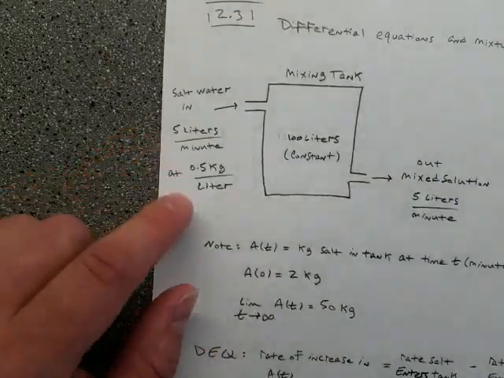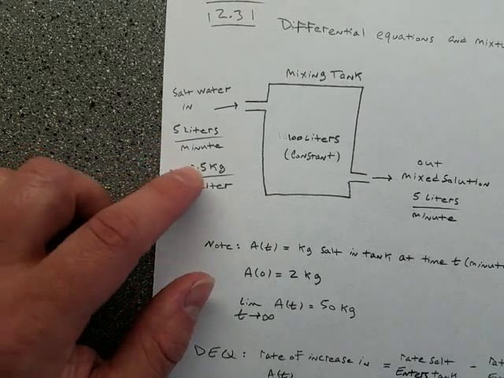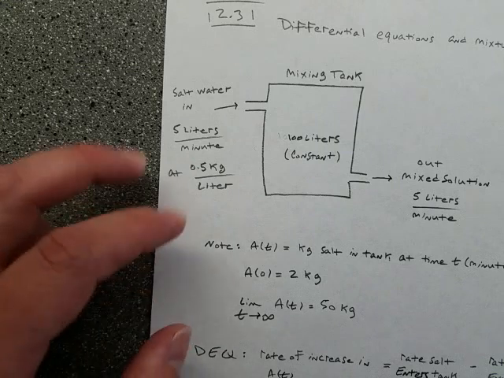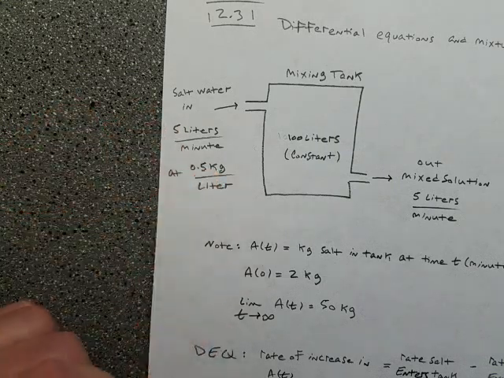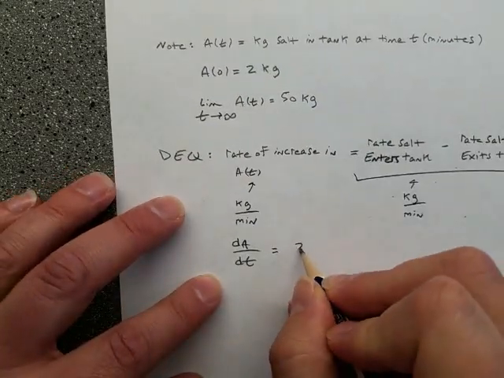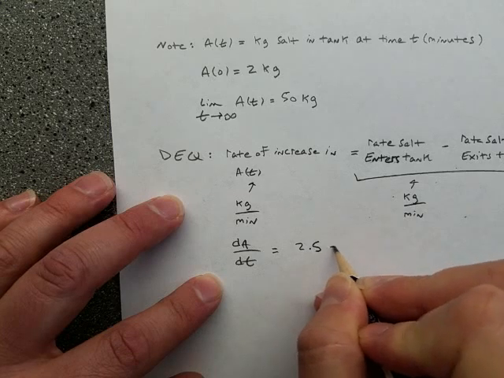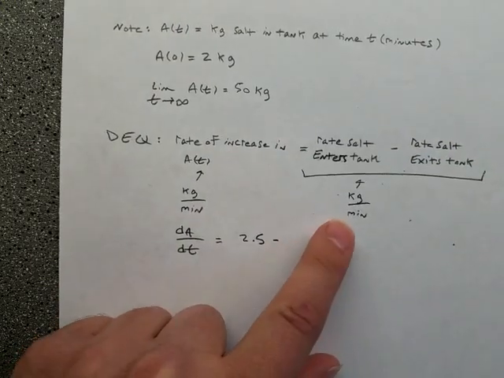Well, look, you could just take these units the way they are, 5 liters per minute at half a kilogram per liter. What if you multiply those? What are the units going to be? Kilograms per minute. Okay, so that's just going to be 2.5. Actually, what's going in that tank is 2.5 kilograms of salt per minute, and that's what you wanted.